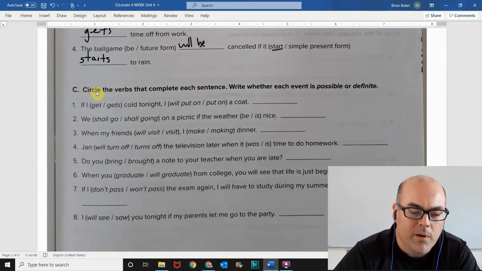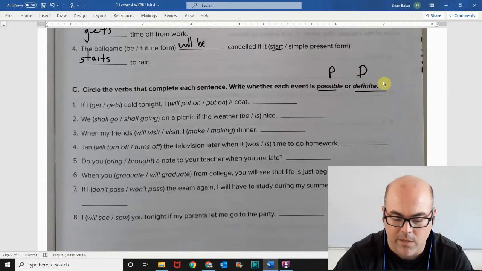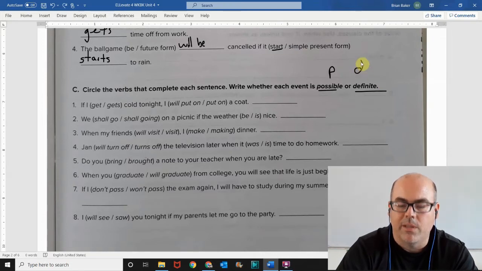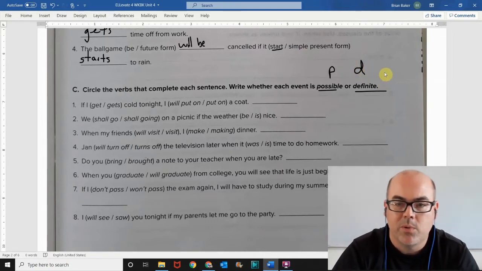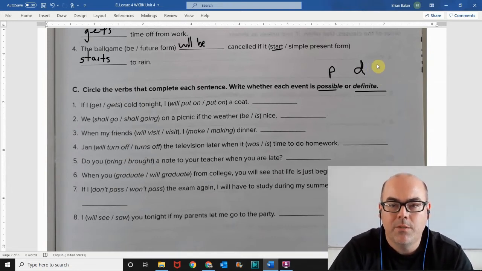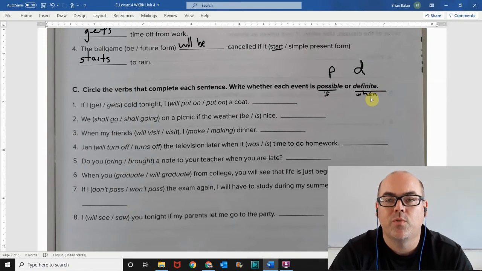Circle the verbs that complete each sentence. Write whether each event is possible or definite. Oh, those look the same. Sorry. Let me change that. We'll write definite like that. A P or a D for possible or definite. Before we start, which is possible and which is definite? If is possible and when is used for definite, when something is going to happen.